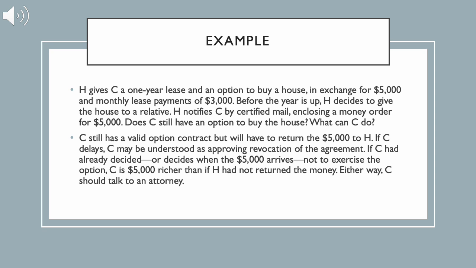What can C do? C still has a valid option contract, but will have to return the $5,000 to H. If C delays, C may be understood as approving revocation of the agreement. If C had already decided, or decides when the $5,000 arrives, not to exercise the option, C is $5,000 richer than if H had not returned the money. Either way, C should talk to an attorney.